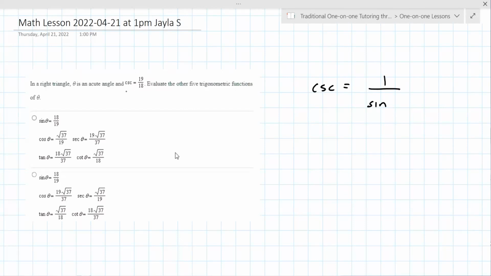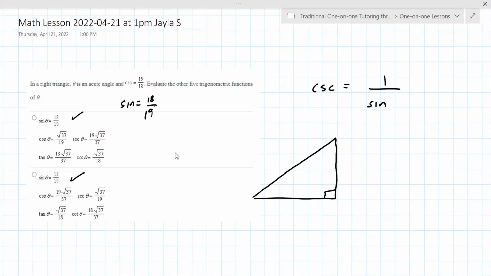So if this is cosecant, then sine is the reciprocal of it, which is 18 over 19, which is why these two are the possibilities here. Now the reason you do that is because if you look at any of the other ones, you just got to find one set of values. You either got to find cosine because cosine is different in both, or you got to find tangent because they're different in both, and so on.